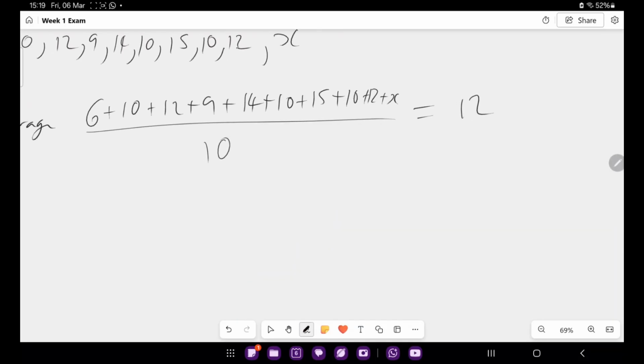So I'm going to simplify it a bit. 6 plus 10, I'm going to get 16. 16 plus 12, we get 28. 28 plus 9, we get 37. 37 plus 14, we should get 51. 51 plus 10, we get 61. 61 plus 15, we get 76. 76 plus 10, we get 86. 86 plus 12, we get 98. 98 plus x over 10 is equal to 12.